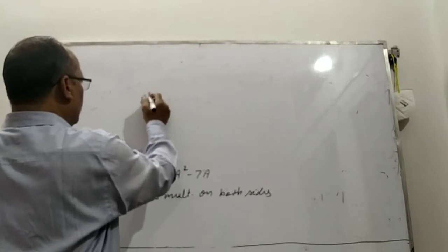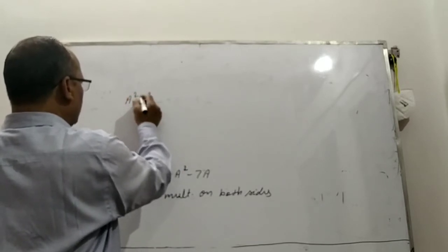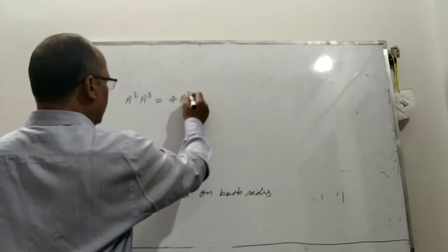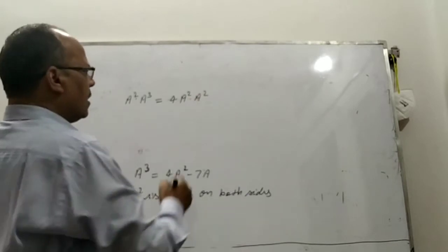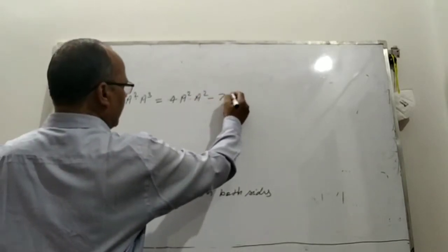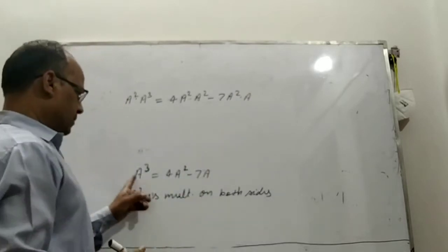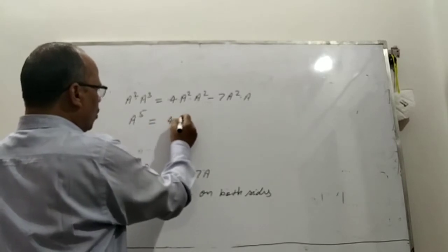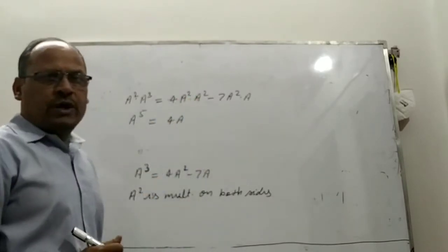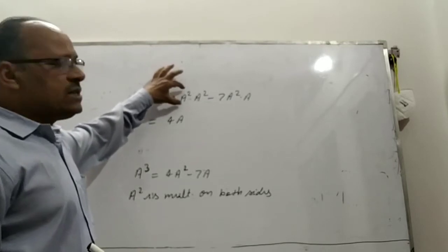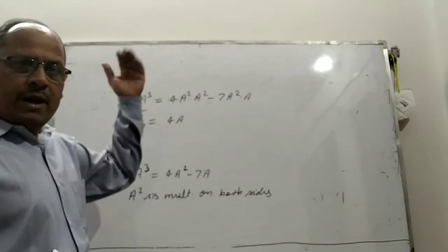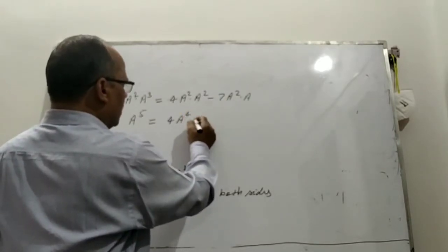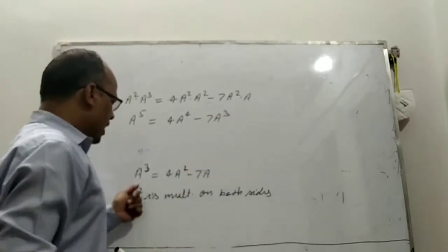So A square into A cube equals 4 A square into A square minus 7 A square into A. A square is multiplied on both sides. It will become A raised to power 5 equals 4A raised to power 4. How can you get it? You will take the multiplication of A square into A. Already we have got this value. Or here you write minus 7A cube. A cube you have got here.